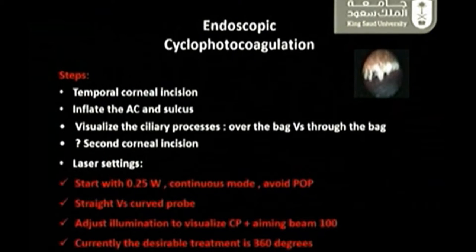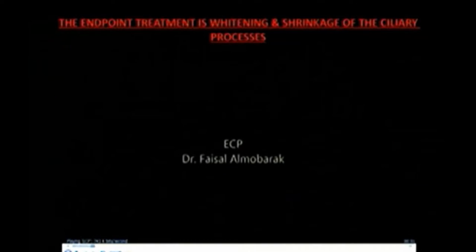You can start using 0.2 or 0.25 watt continuous mode and avoid popping, because if you have popping you are overtreating. You can have a straight or curved probe. You can adjust the illumination to visualize the ciliary body and the aiming beam, which should be fixed at 100. And currently, the desirable treatment is 360 degrees to have a prolonged IOP lowering effect.